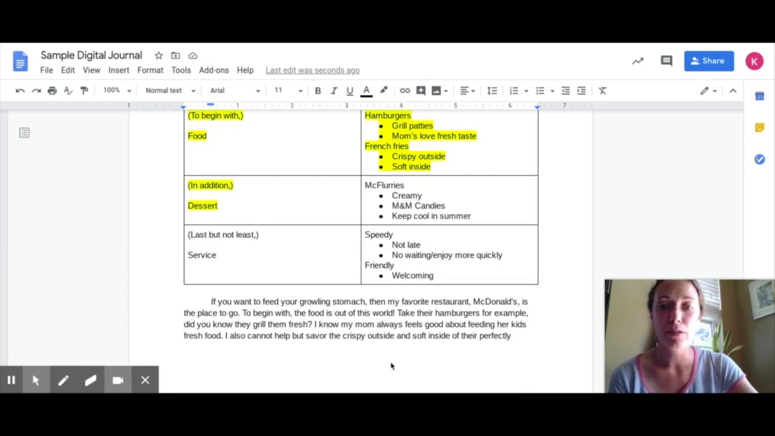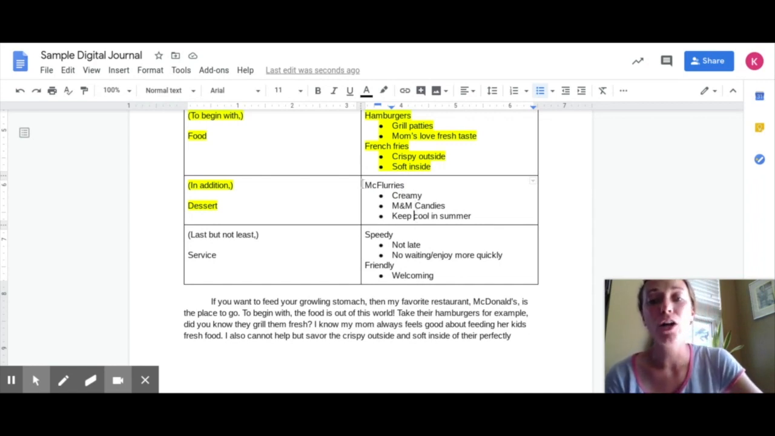So let's go back up to my plan. I mentioned the fact that I like their McFlurries. I mentioned that they were creamy, they had M&M candies, and they keep you cool in the summer. So I've covered all of my details that I came up with for dessert. I'm going to highlight those because they're now in my plan. The next thing I'm going to be writing in my essay is about my next big idea, my last big idea. In this case, it's about the service at McDonald's.